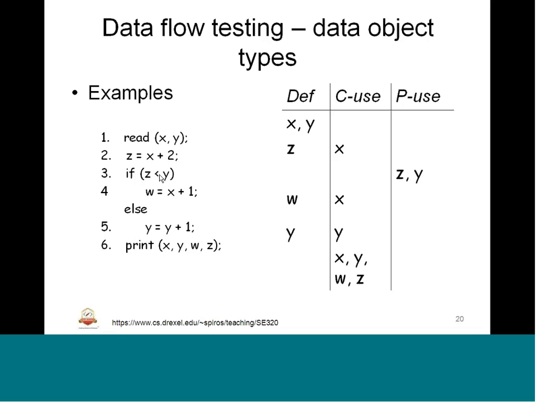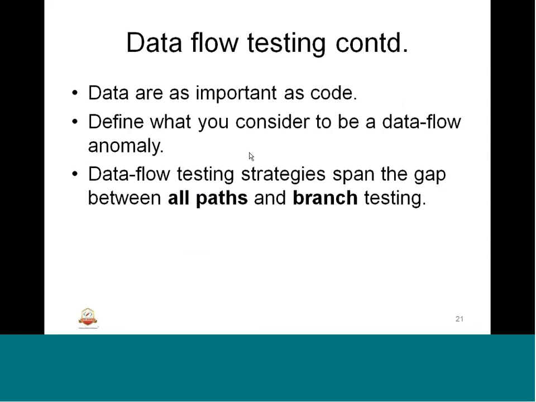So data are as important as code, because having the implementation along with the data is as important to flow the program. And define what you consider to be a data flow anomaly. I mean, you understand the program flow and the data that is used in the program, and that definition we need to consider in terms of any anomaly, how it is being used, against what is being spoken in the requirement.